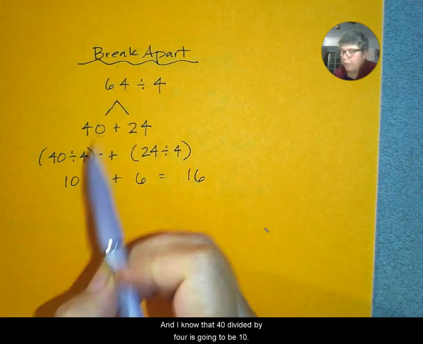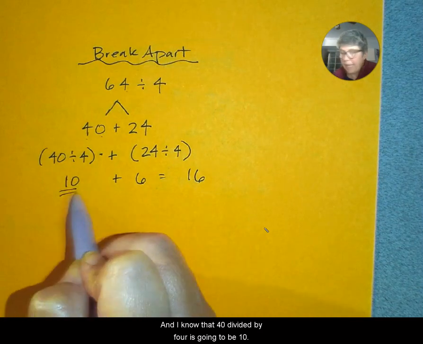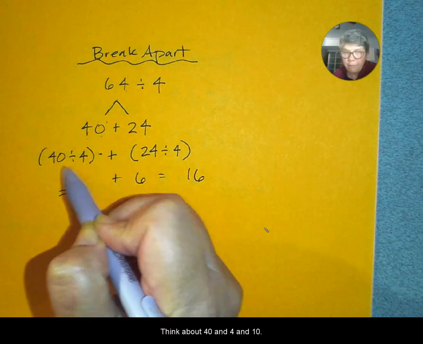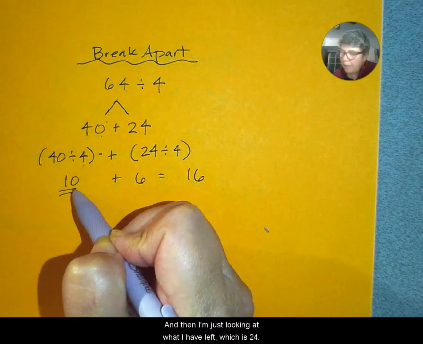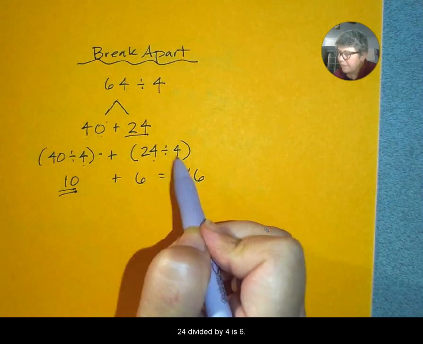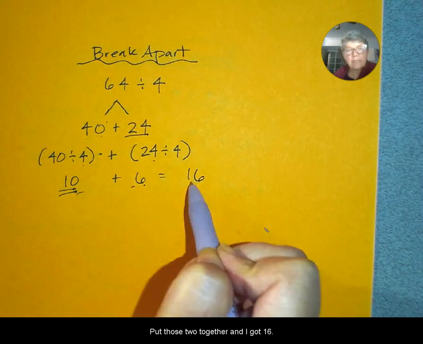And I know that 40 divided by 4 is going to be 10. Okay, so think about that. Think about 40 and 4 and 10. And then I'm just looking at what I have left, which is 24. 24 divided by 4 is 6. Put those two together and I got 16.